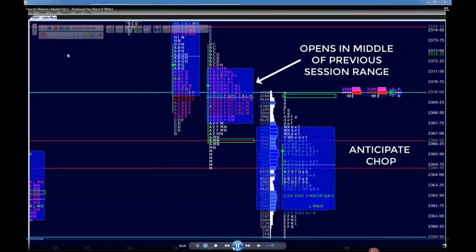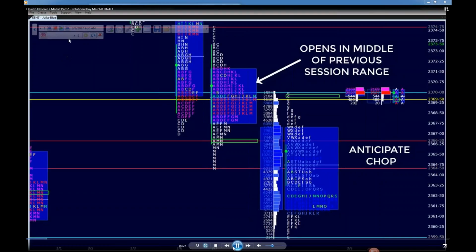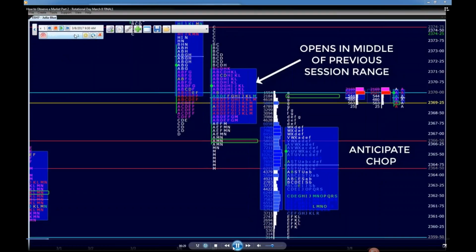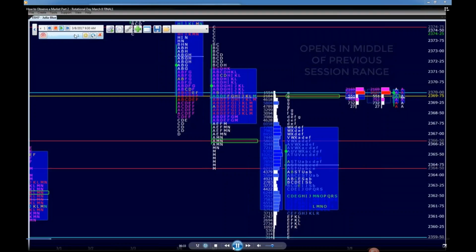Okay, so we open in the middle of the previous day's range. We go lower from the opening. Continuing lower.